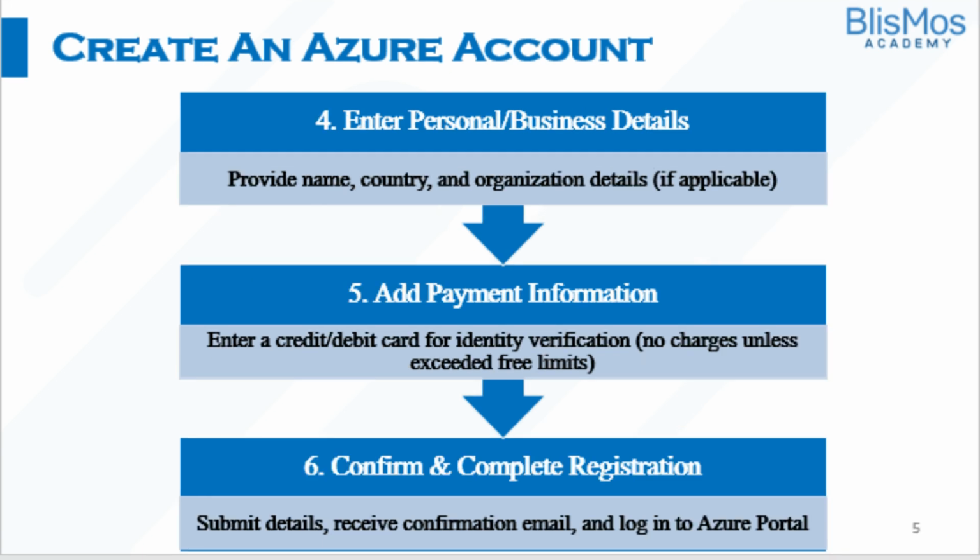Then you need to enter some personal or business details. If it's an organizational account, you need to mention the organizational details. Else, if it's a regular personal account with a public email, you just need to provide your name, country, and the basic personal details of whatever it's asking for. After that, you need to add payment information, mostly using a credit card. Your money doesn't get debited until the free limits are there.